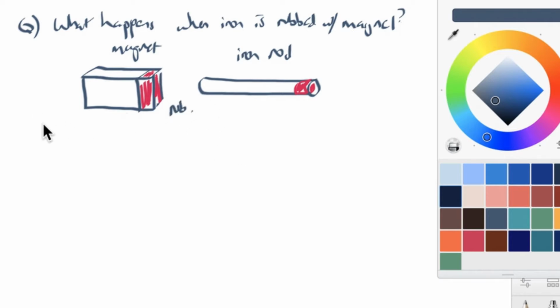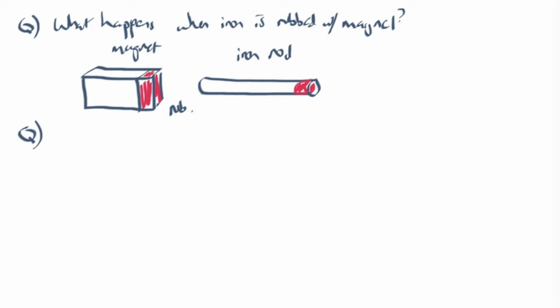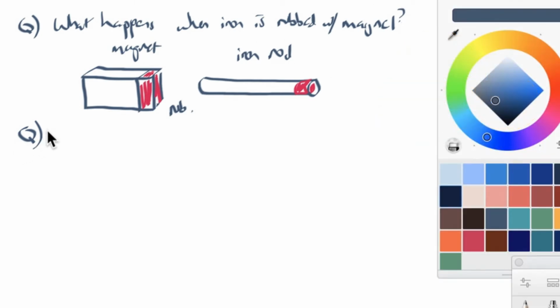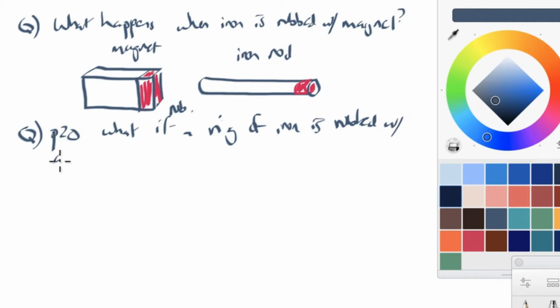Okay, but what happens if you rub a stranger shape? This is a topic that Galileo talks about on the next page, his chapter 5. This is on page 20. So on page 20, what if an odd shape like a ring of iron is rubbed with a magnet? What happens then?